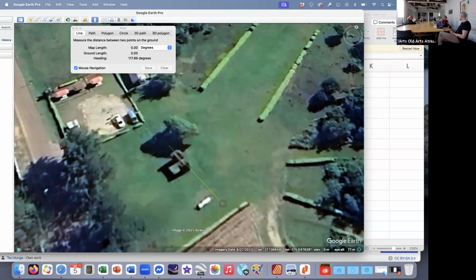Does that make any sense? No, not really, unless you're really tall. No, generally tall. You might see it.